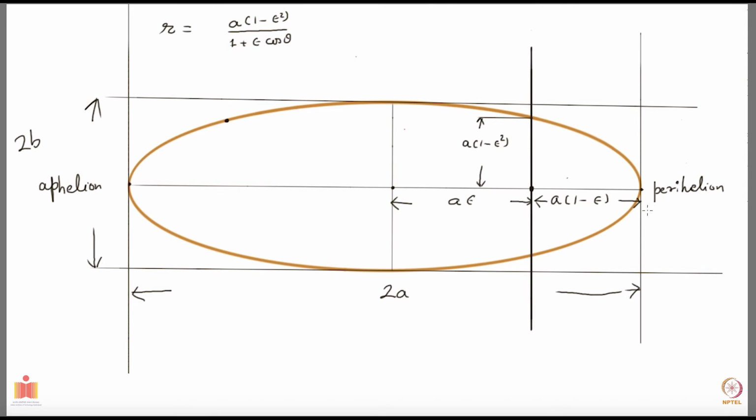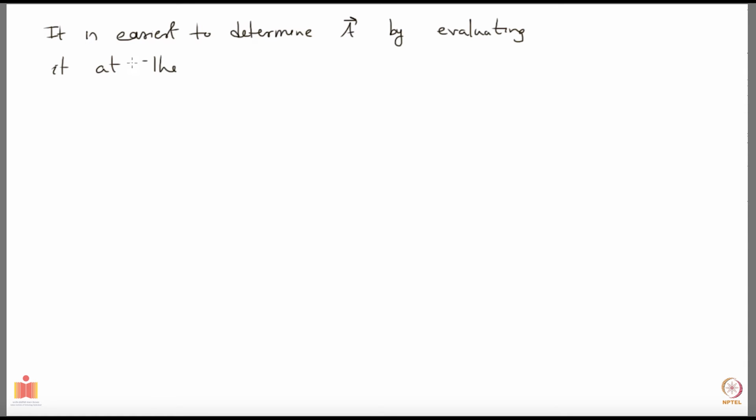So it's here. So maybe I can give the expression on the next page. Okay. So it is easiest to determine A by evaluating it at the perihelion. Okay, so let's do that.